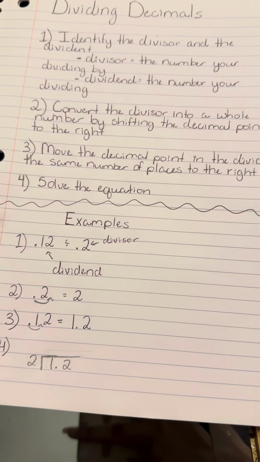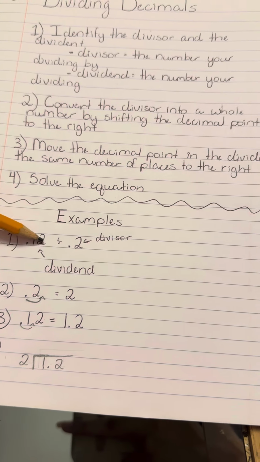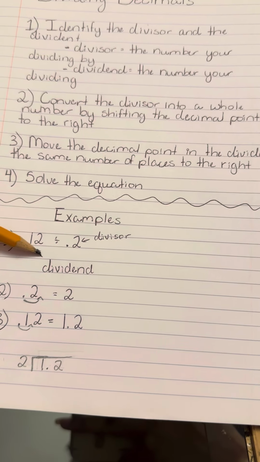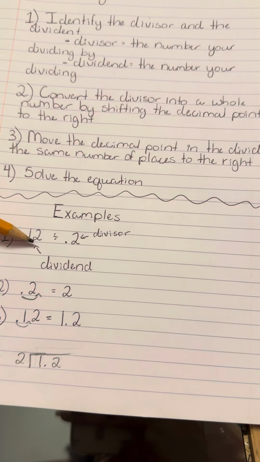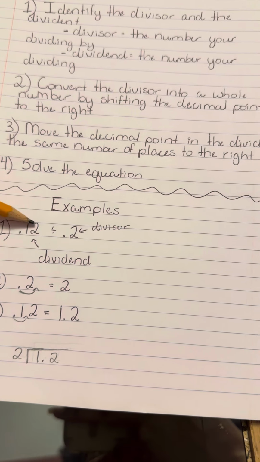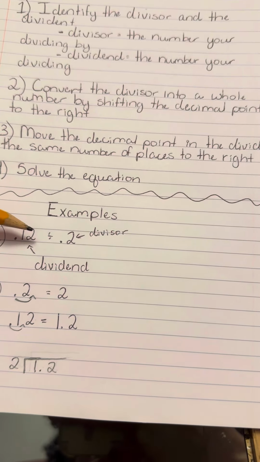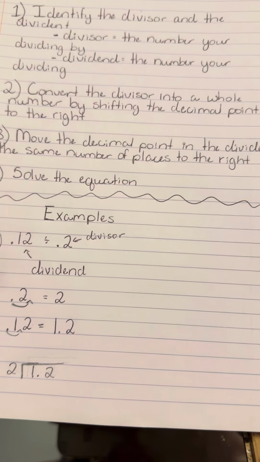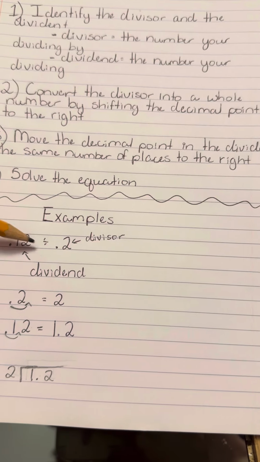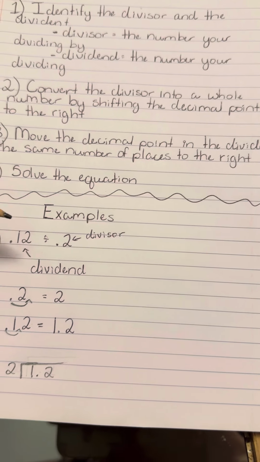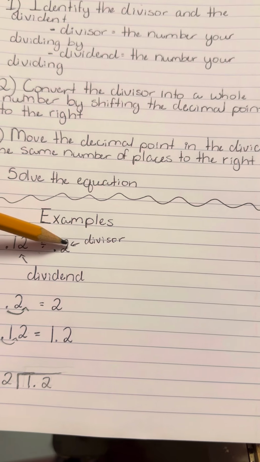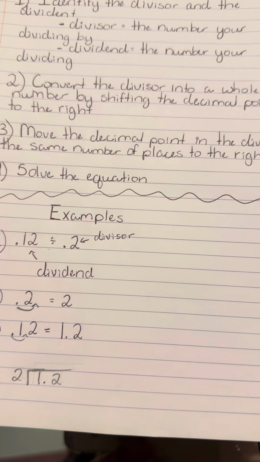So the first step, we've got 0.12 divided by 0.2. So 0.12 is the dividend. That's the number that we're dividing. And one way to look at it is the dividend is always going to be on your left, so on your left side of the division sign. And the divisor here is 0.2. That's the number that we are dividing by.